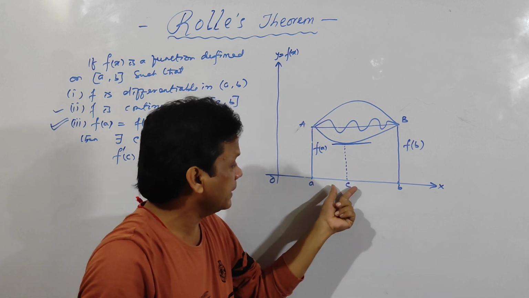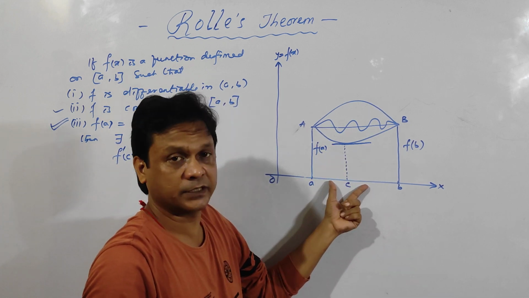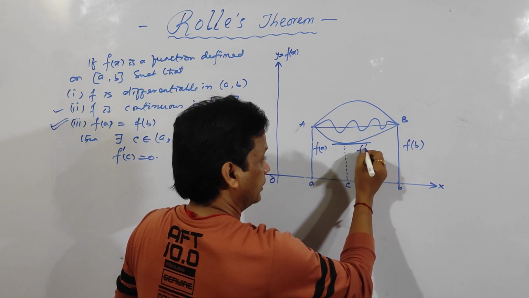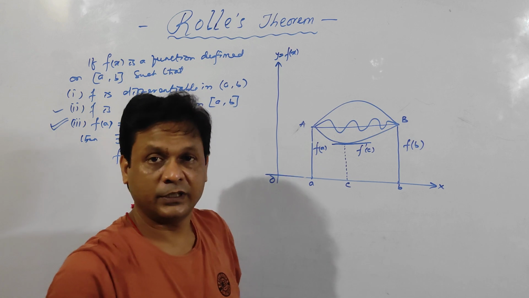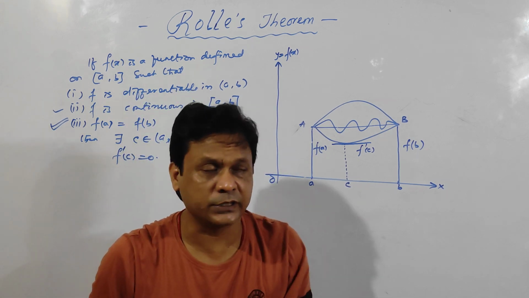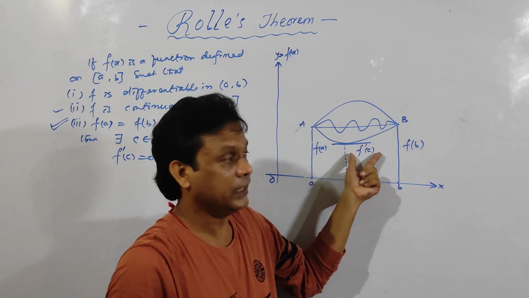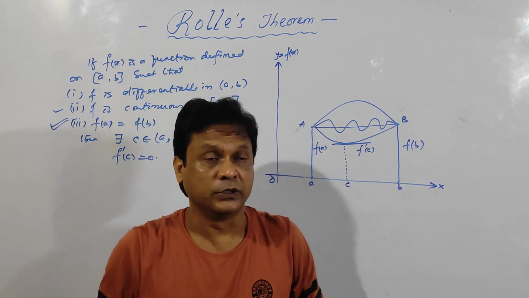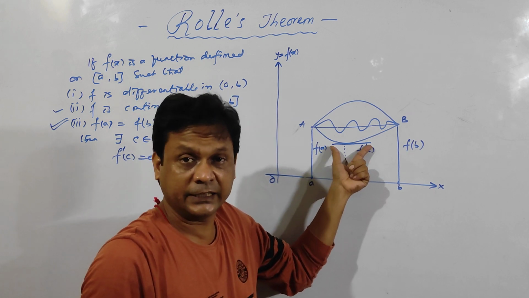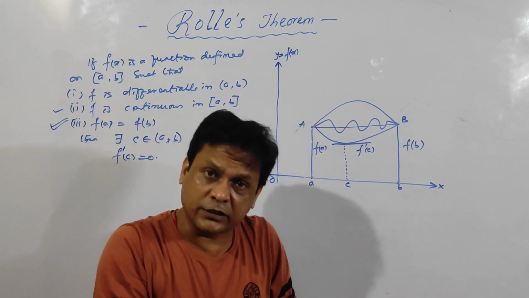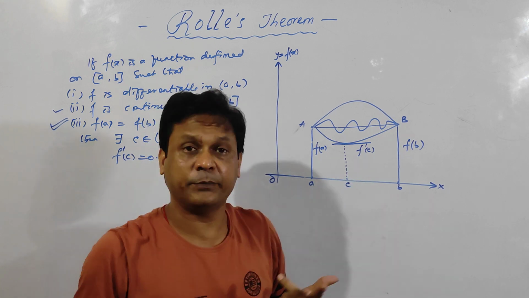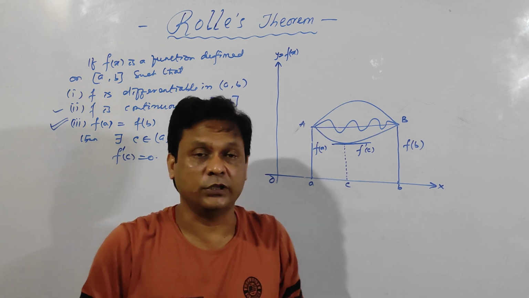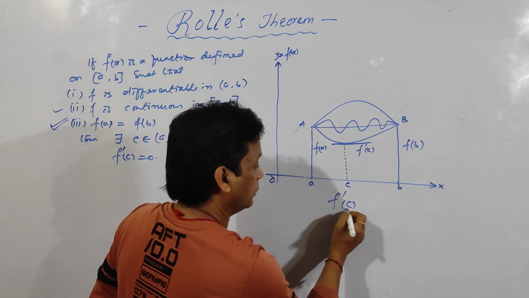If a line is parallel to the x-axis, its slope is 0. Clear? So at C the tangent is parallel to the x-axis, and what is the slope of the tangent at x equal to C? It is f dash C. I have told you, if a line is parallel to the x-axis, its slope is 0, and here the line means the tangent, and the tangent is parallel to the x-axis, so the slope of the tangent will be equal to 0, and the slope of the tangent is f dash C. So f dash C equal to 0.